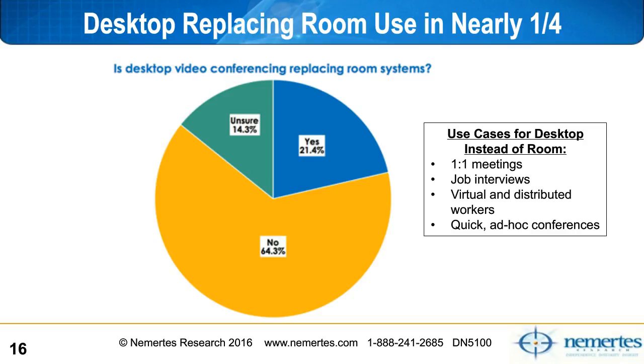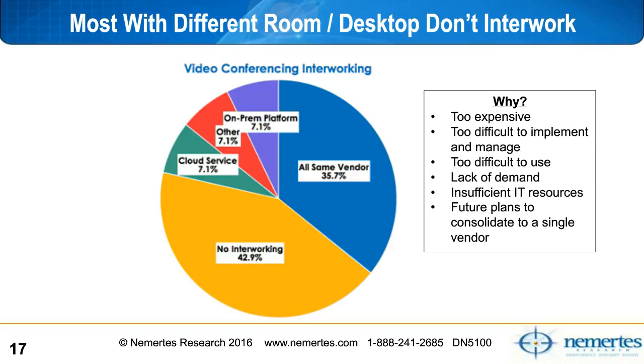Some of those use cases are more of the one-on-one type scenarios, things like job interviews and one-on-one meetings. Virtual workers who don't have access to a room are another good use case for desktop. So that leaves us with different room and desktop. A number of organizations have not yet integrated their room systems with their desktops. That could be one key factor that keeps desktop utilization low, because it's not part of the overall video strategy, overall video solution.